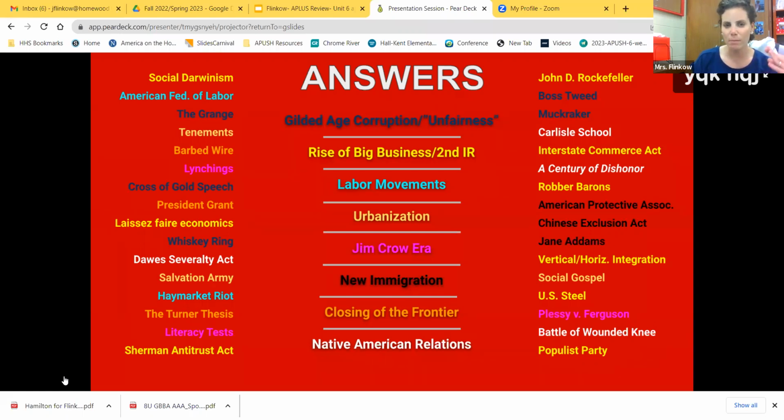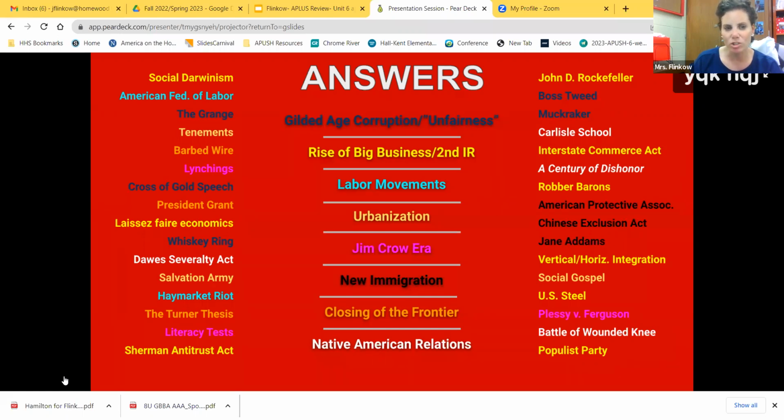The rise of big business is going to lead to labor movements and urbanization in cities. So labor movements, the American Federation of Labor is created in this. You're going to have some riots like the Haymarket riot. Okay, so big thing to know here is labor unions are rising up against the corrupt business in the Industrial Revolution.